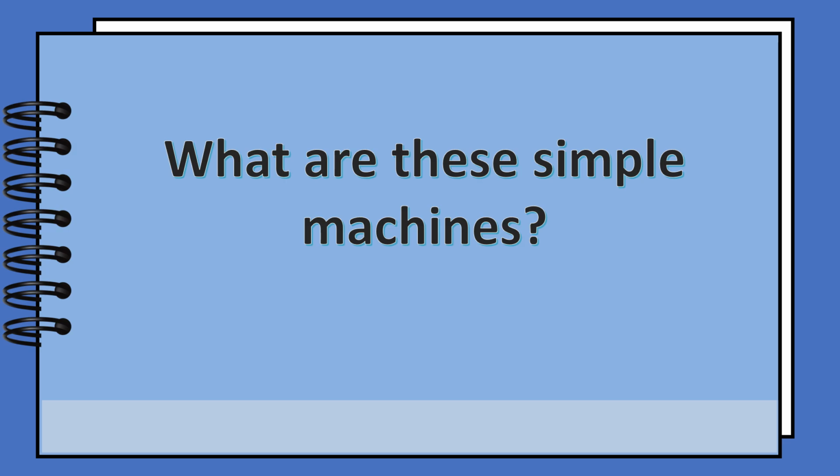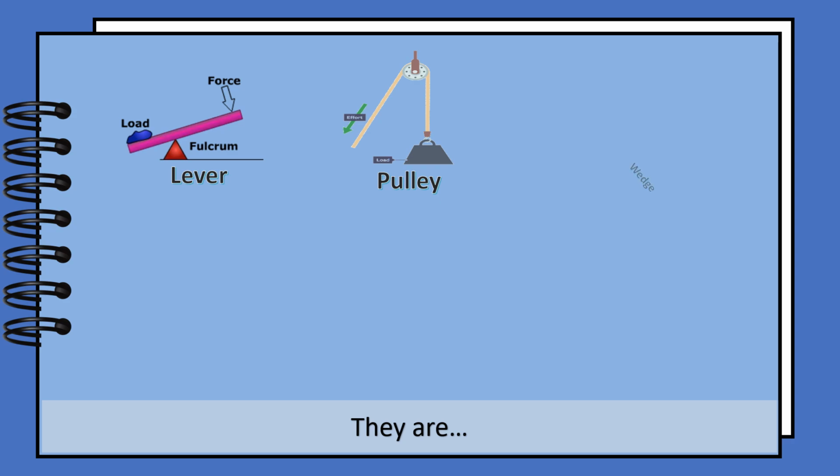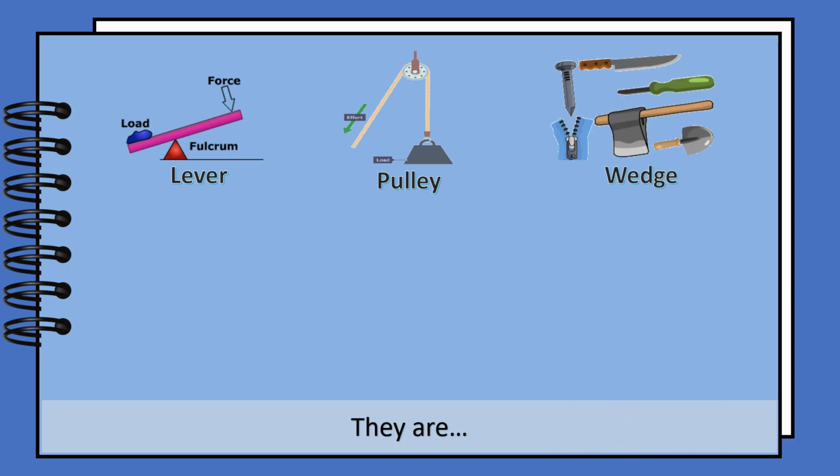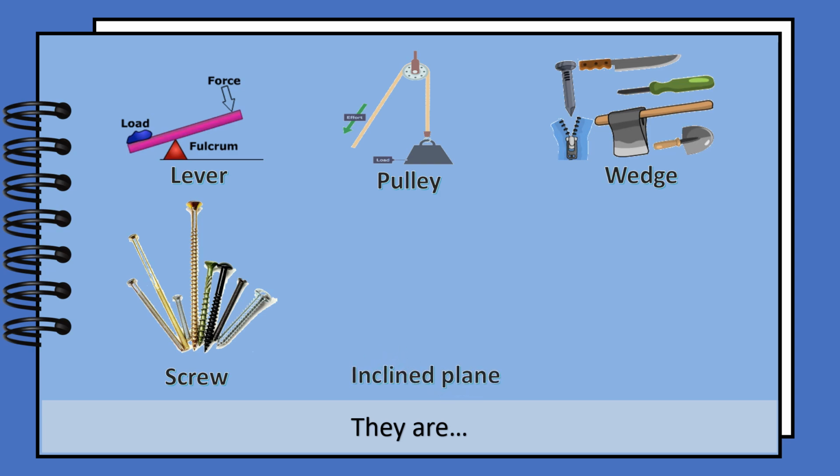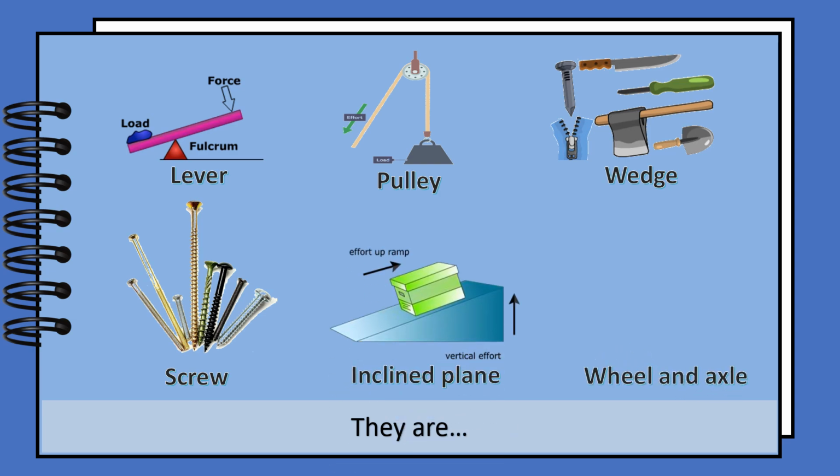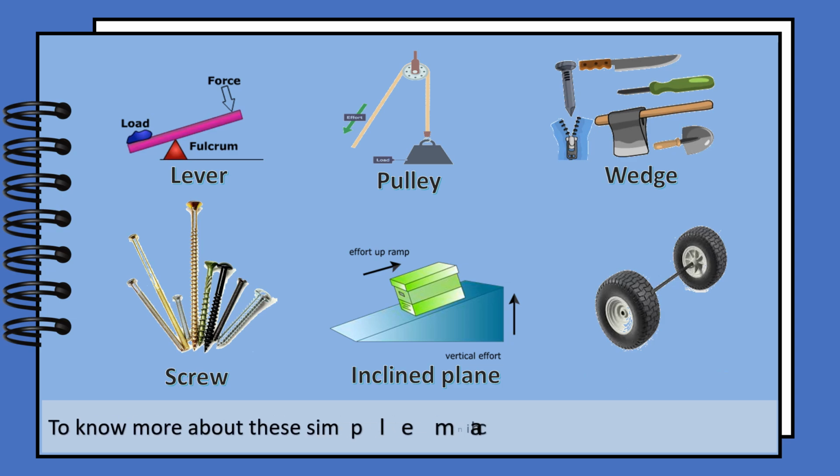What are simple machines? There are six basic simple machines. They are lever, pulley, wedge, screw, inclined plane, and wheel and axle. To know more about these simple machines, let us discuss them one by one.